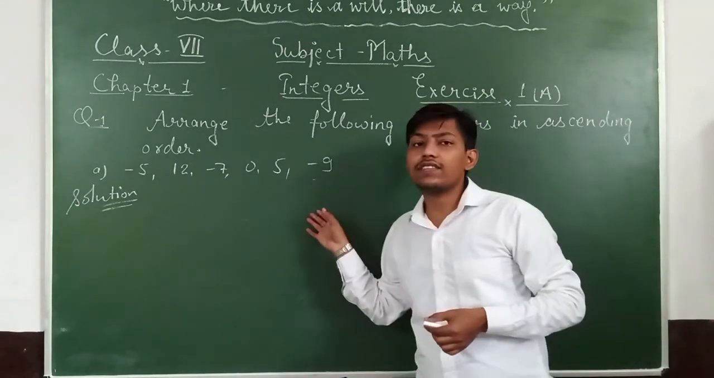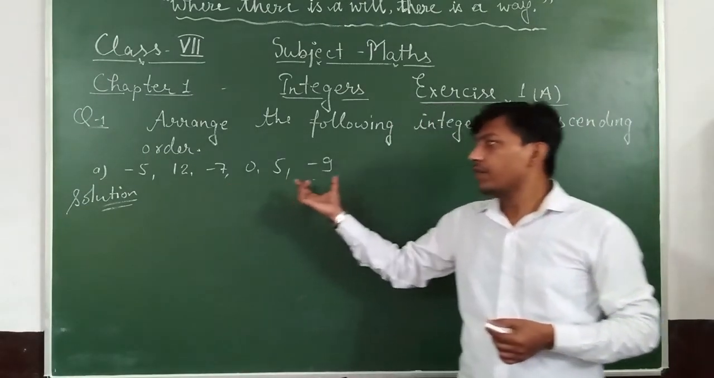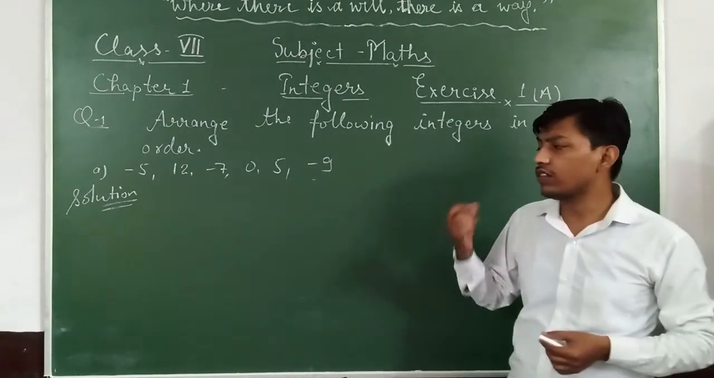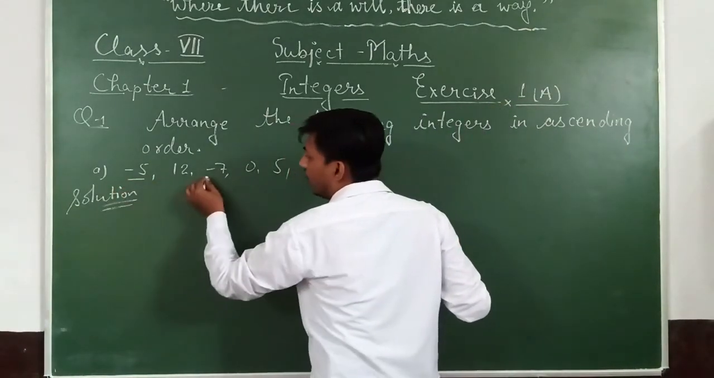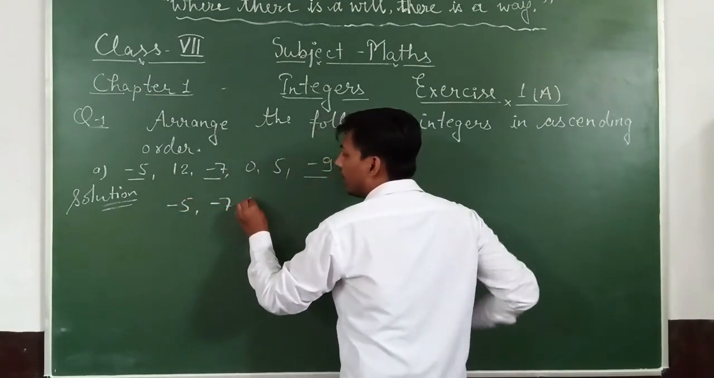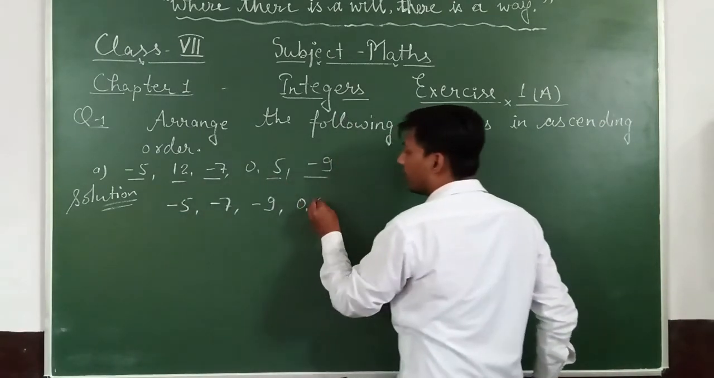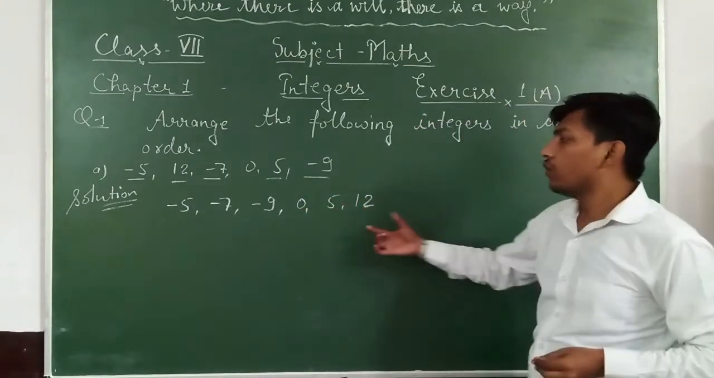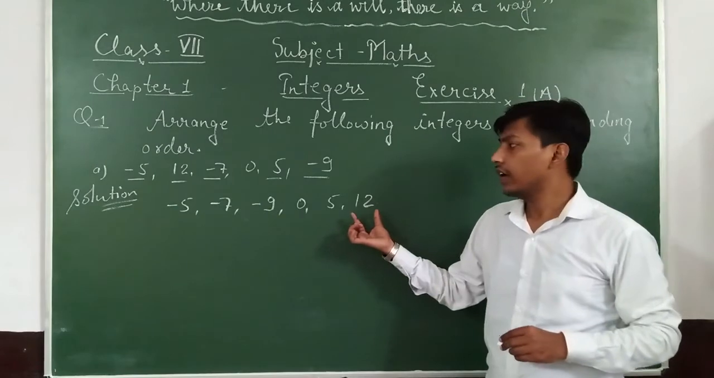In last video we discussed how to compare two or more integers. Now to arrange them, first we will arrange them as all negative together, then 0 and then all positive integers together. We have 3 negative integers here, -5, -7 and -9. After that put 0 and rest write down the positive integers. Now we have arranged them as negative, 0 and positive integers in order.